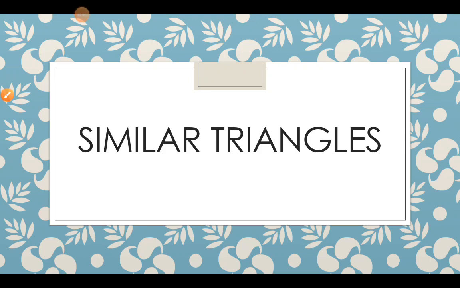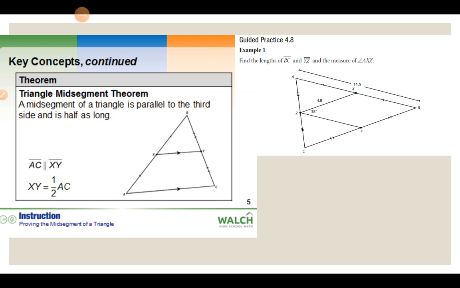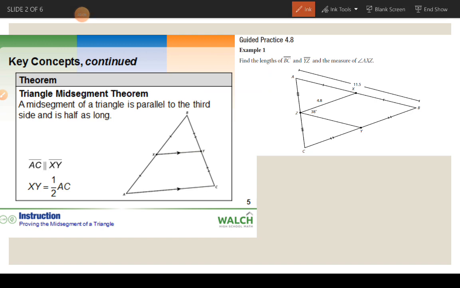In this video, we're going to talk about similar triangles and their theorems. The first thing we're going to talk about is the mid-segment theorem. First of all, we're talking about a mid-segment, and mid-segments are basically the middle segment. So this XY right here is in the middle of AB and CB.